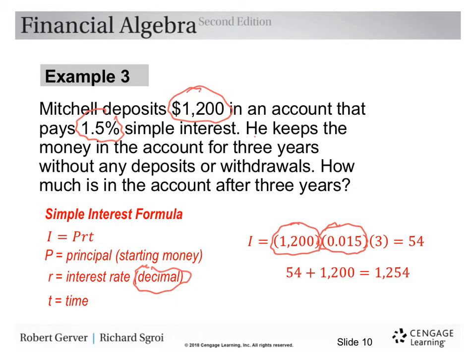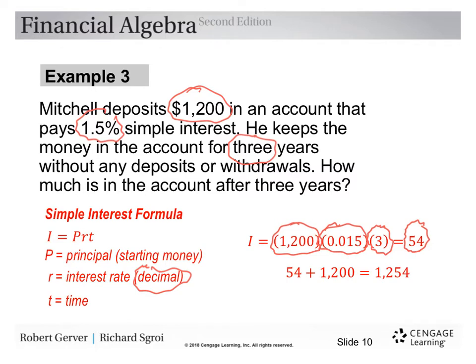And lastly, we've got 3 years here. So we multiply by 3. And we come out with $54 in simple interest. Now, this is the amount he gets in interest.